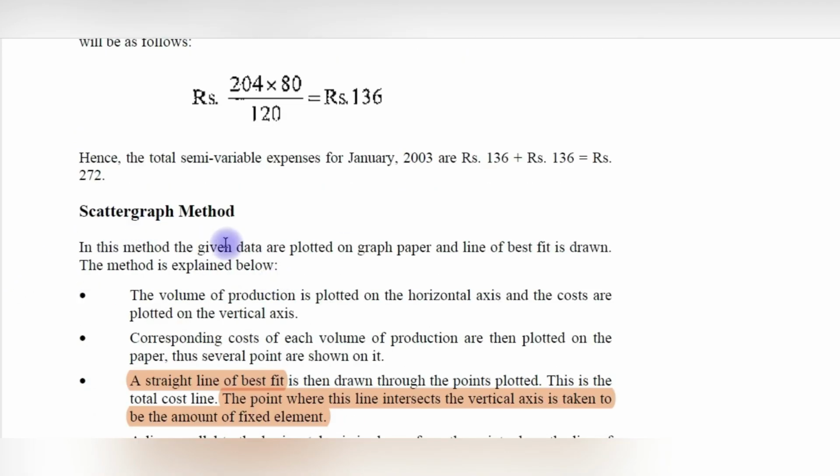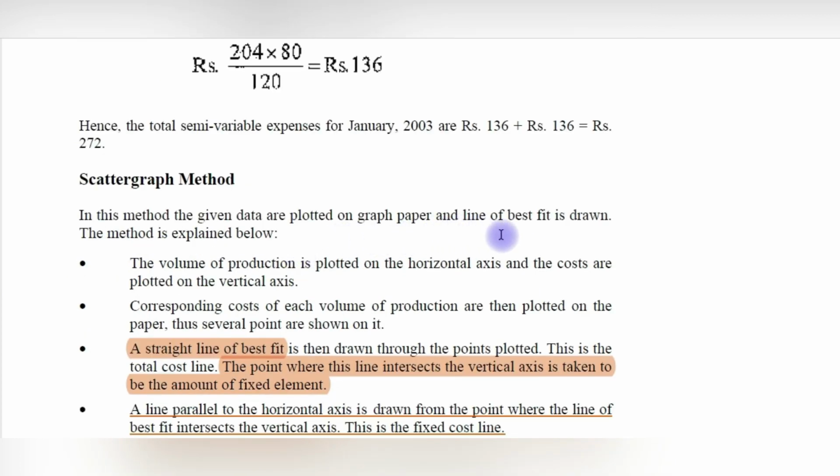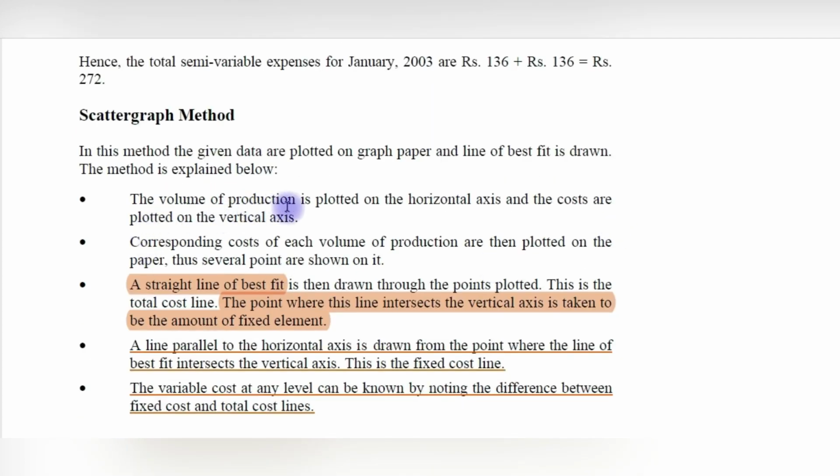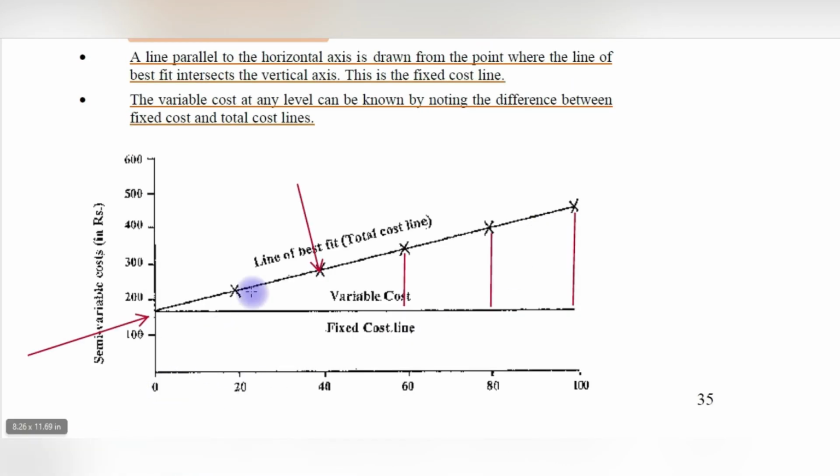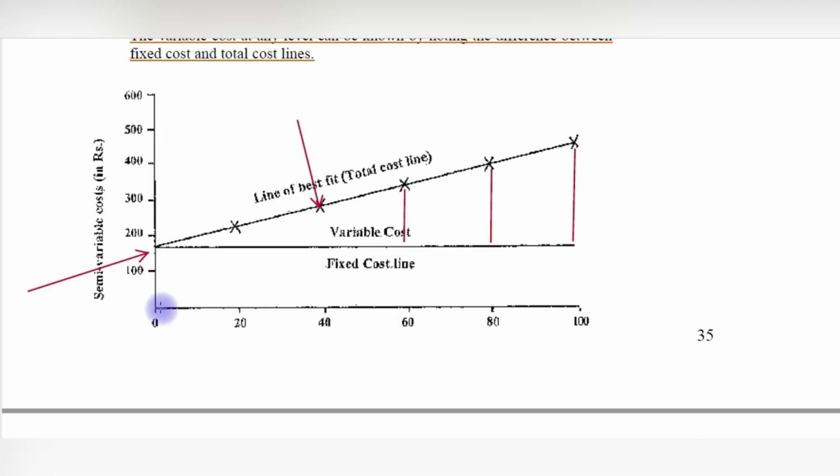Okay. The next method is the scatter graph method. In this method, the given data are plotted on graph paper and the line of best fit is drawn. Okay. A new term is used here, line of best fit. We will see what it is. The volume of production is plotted on the horizontal axis and the costs are plotted on the vertical axis. See here, there is a graph drawn here. This is the number of units produced for each month. 0 units, 20 units, 40 units, 60 units. And this one is costs, semi-variable costs or total costs, fixed plus variable costs: 100 rupees, 200 rupees, 300, 400, 500, 600.